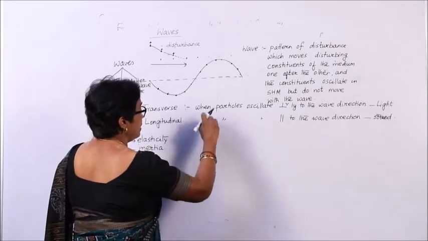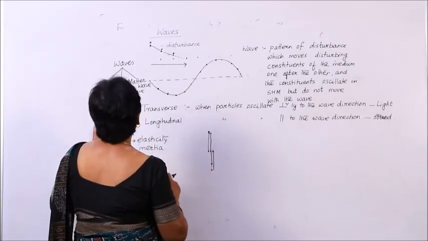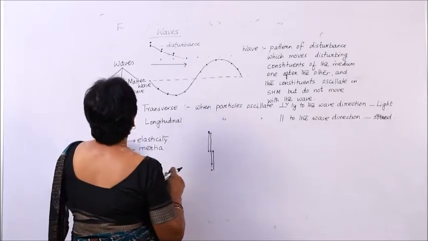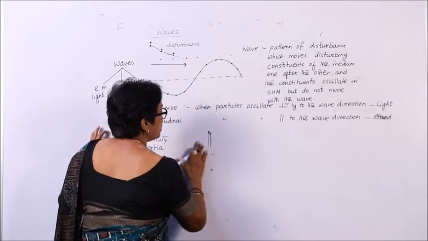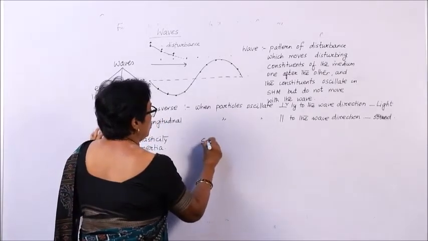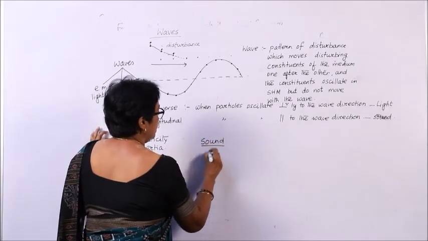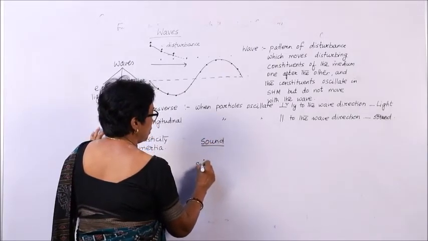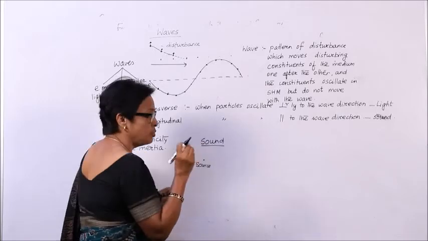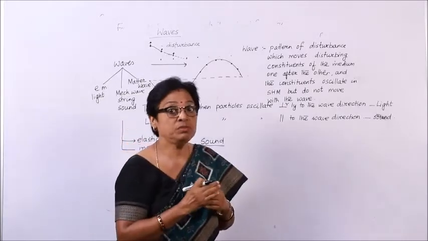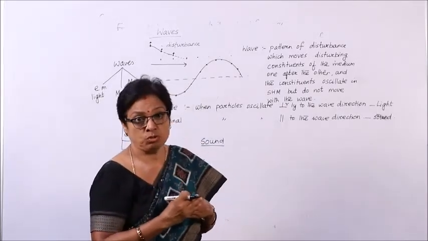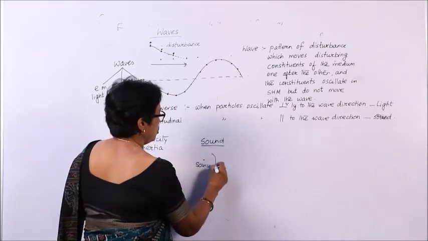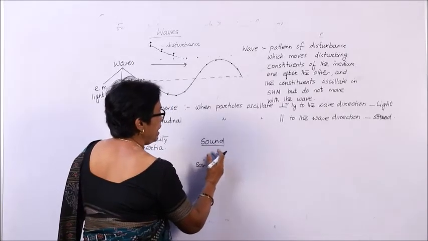In this case the particles are moving up and down. Then in case of sound wave, suppose here this is the source of sound. When a sound is produced, it vibrates, that is because of the vibration of that source. Suppose it vibrates the air near it.